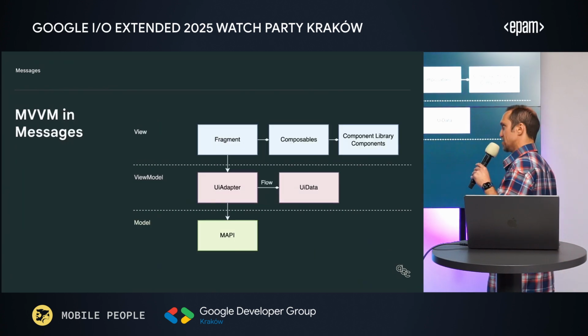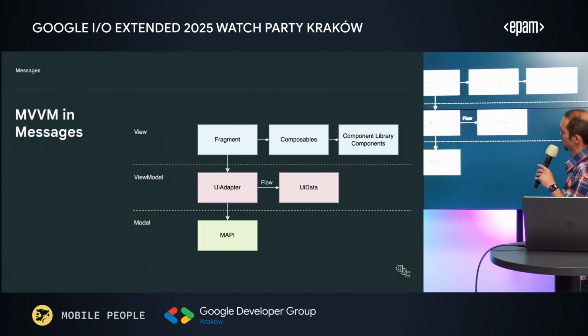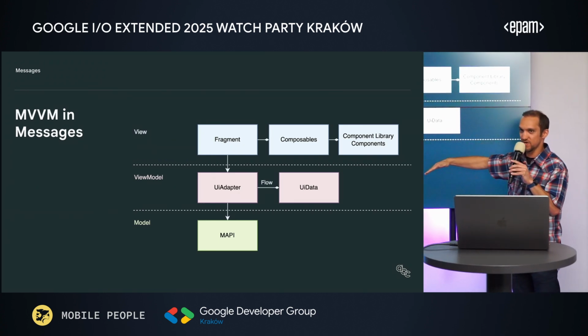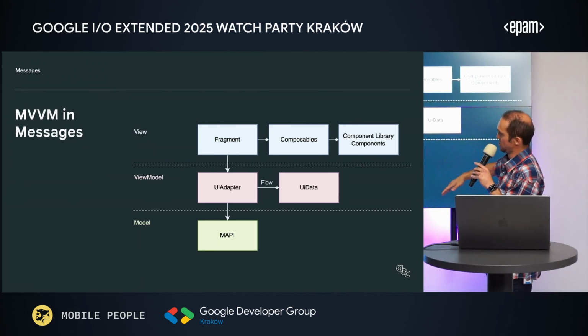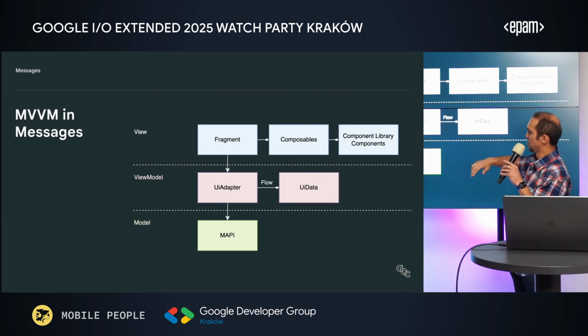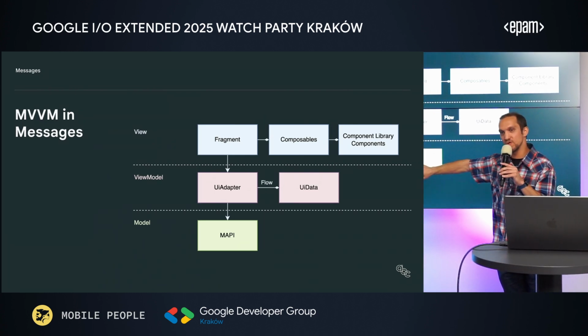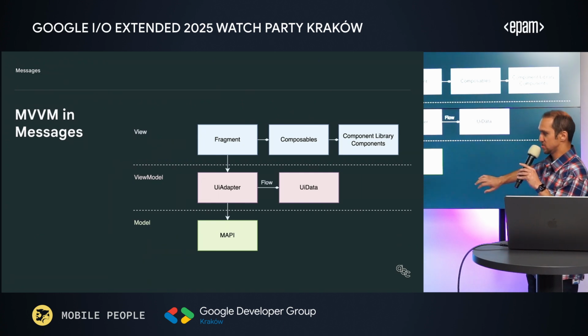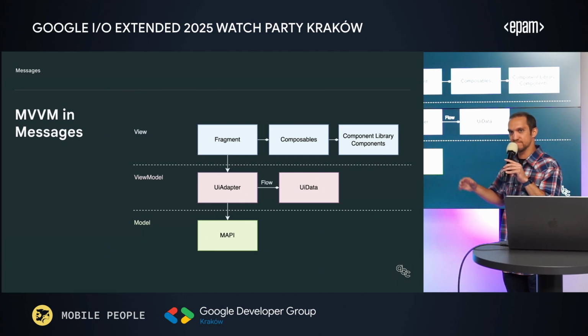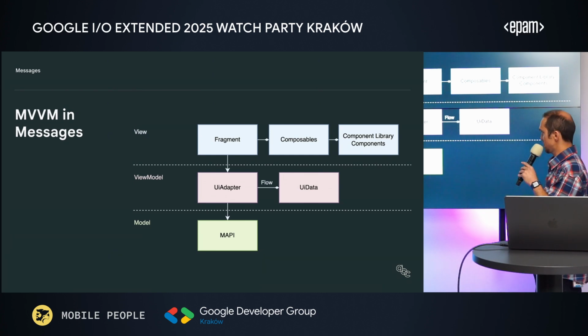So how did we apply that over to messages? This is basically it. So we've got the three layers that I talked about: the view, the view model, and the model. At the very bottom of the model, we have MAPI, which I'll explain in a minute. But it basically encompasses all of our business logic in terms of how to send a message, how to star stuff, how to send reactions, and all that stuff.